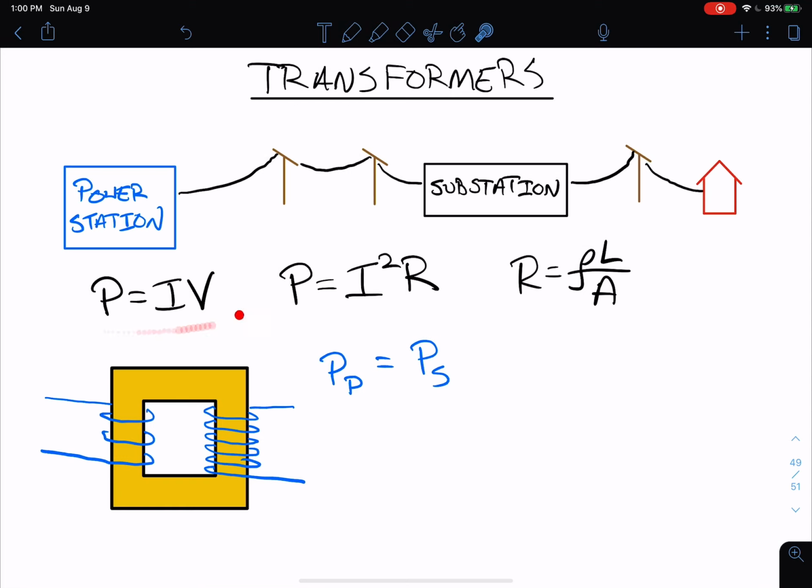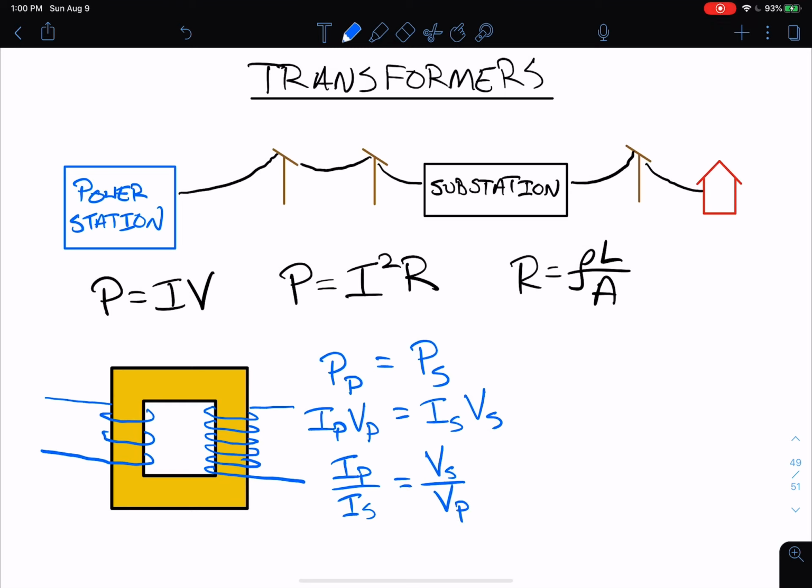Now our formula for power here, P = IV, this is our general formula, so we can write this down. And we can rearrange this, like so. We get these ratios, and these are very useful ratios. Notice that on the left side with the currents, it's the primary over the secondary, but on the other side, with the voltages, it's the secondary over the primary.